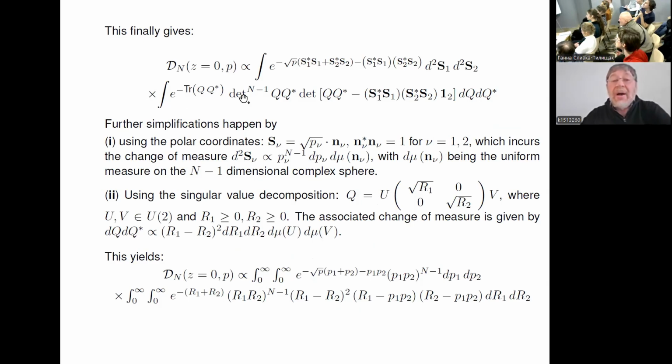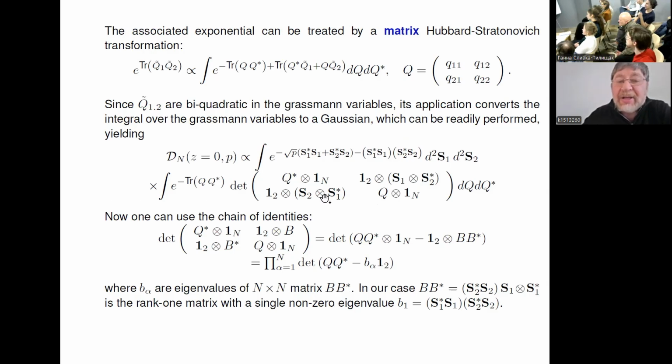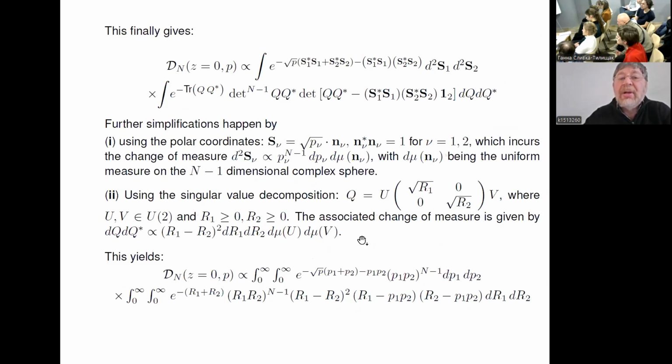Namely, one gets the determinant of QQ star to the power n minus 1. This is because, okay, it's already clear here. It's a product of n determinants of 2 by 2 matrices, but only one eigenvalue is non-zero. So if B is 0, it will be just the determinant to the power n minus 1, and only one factor will not be in this product; the only non-trivial one will be here.